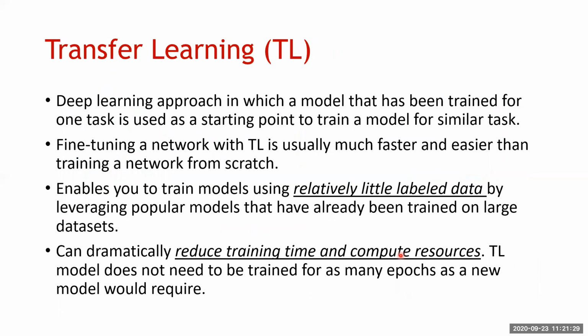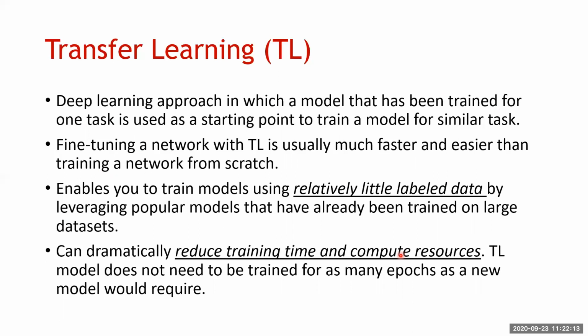Transfer learning is what I wanted to talk about. Usually, as I mentioned, deep learning in its purest form, you need to feed it a lot of data to be able to successfully train a model. Transfer learning is a way in which you use a pre-existing model as a starting point to train a model for a similar task. And then you basically fine-tune that kind of hybrid model. And it makes things much faster and easier, obviously, than training a network from scratch.